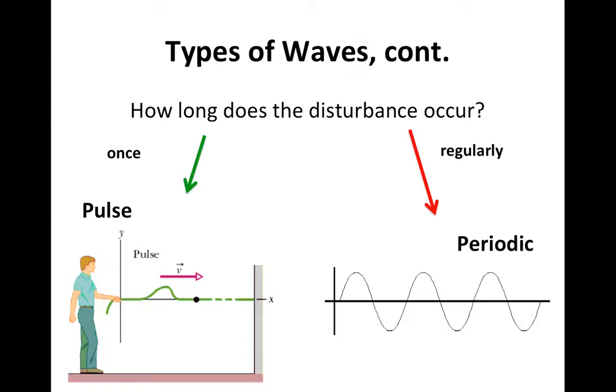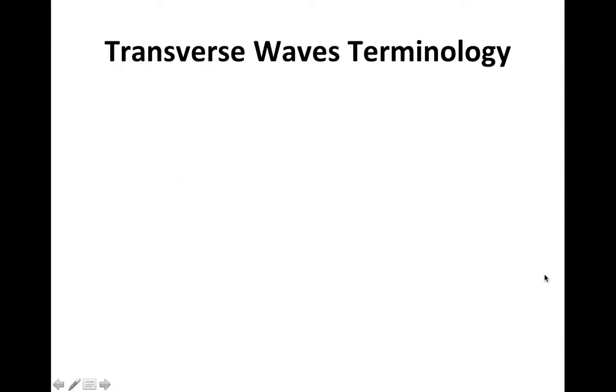The other option is that it is regularly or periodically occurring, and so we call it a periodic wave. So like in class, if something is happening over and over and over, think of a lot of pulses, many pulses create a periodic wave pattern. And again, it looks like a sine.